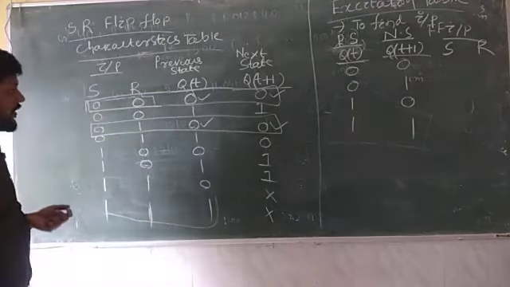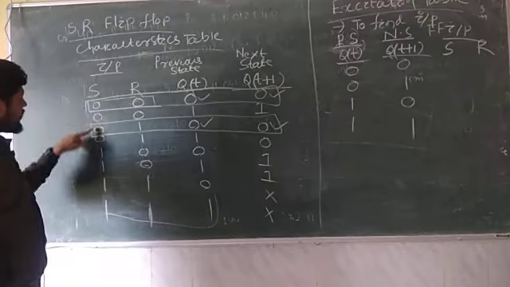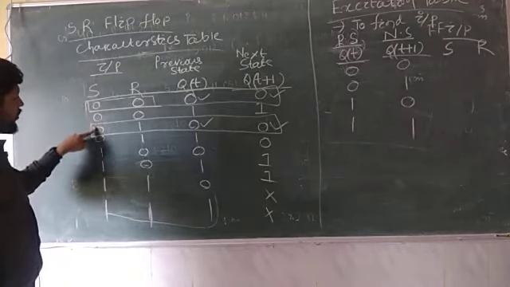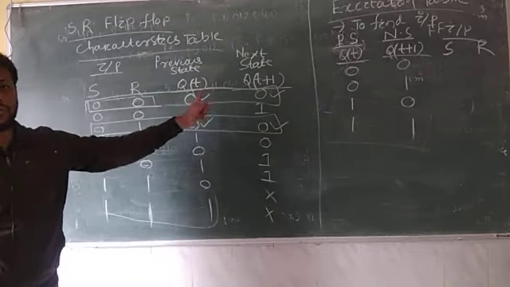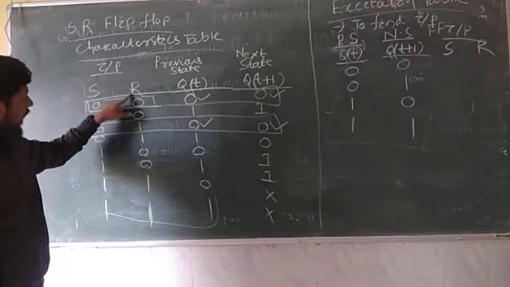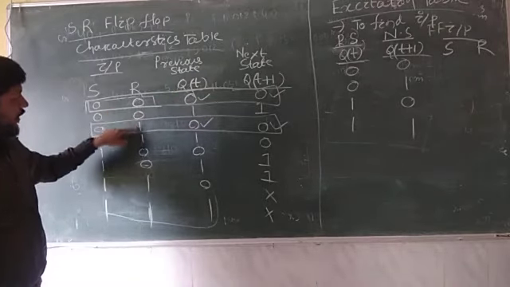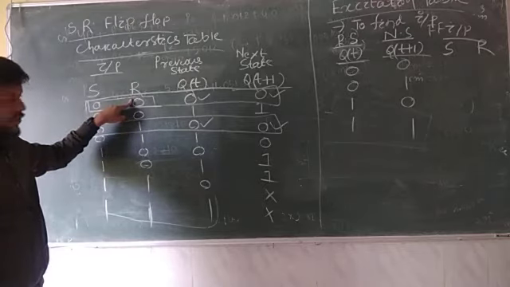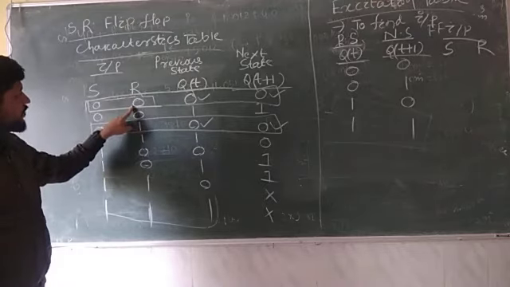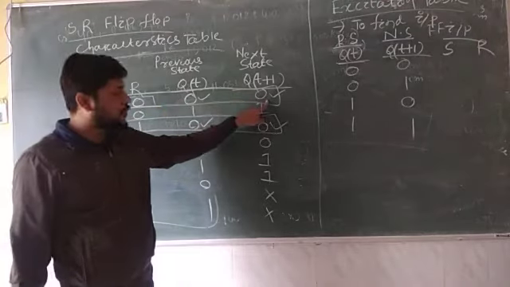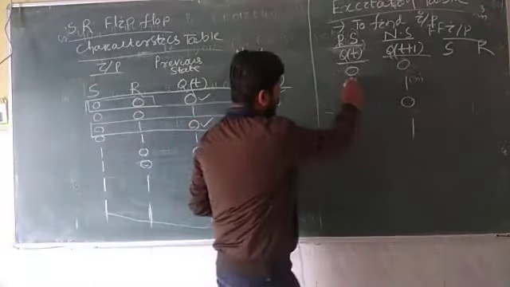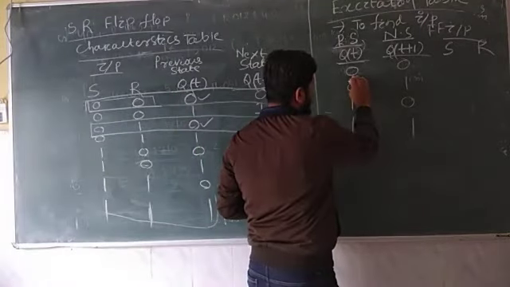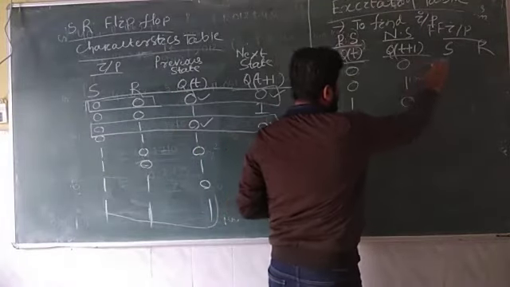Now you can see here S is constant, S is 0. S is always 0 in case Qt and Qt+1 are 0, but R is 0 as well as 1. You can see R is either 0 or 1. When S is 0, R is 0, Qt is 0, Qt+1 is 0. We are dealing with the case when Qt is 0 and Qt+1 is 0, for which input?